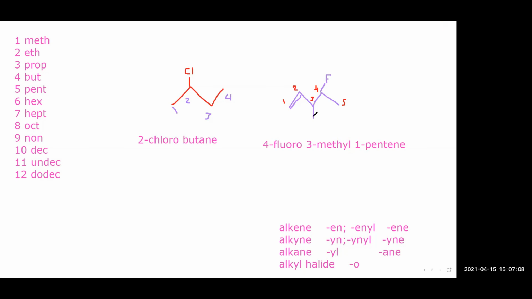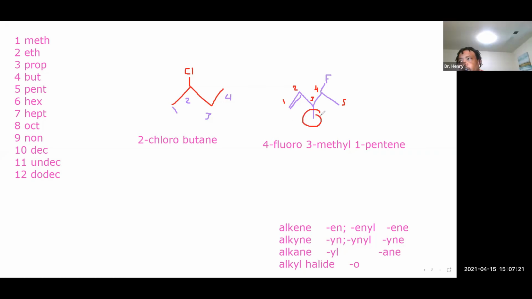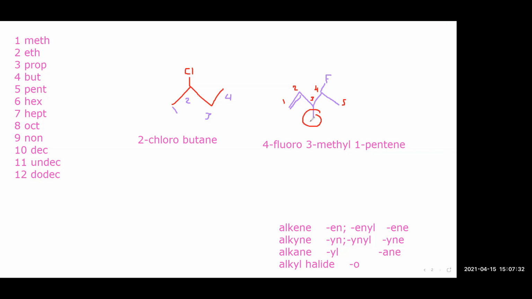Why are we putting the 3-methyl again? How come it wouldn't have been 2? Because it's on the third carbon. It's coming off of the third carbon. This is your first carbon, this is your second carbon, that's your third carbon, and you have a single methyl group off the third carbon.